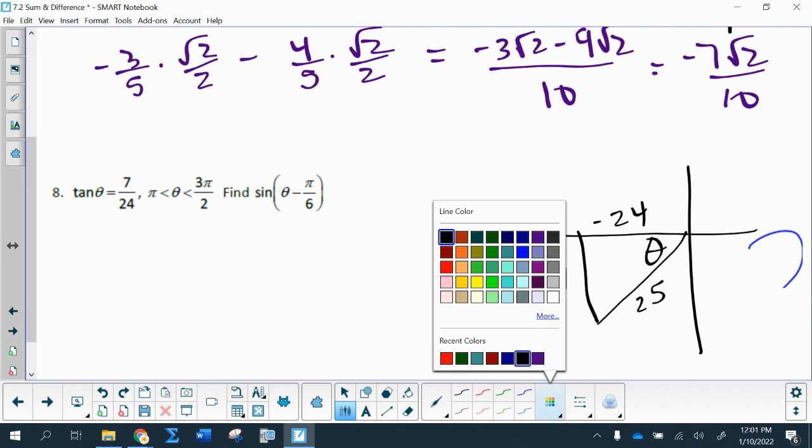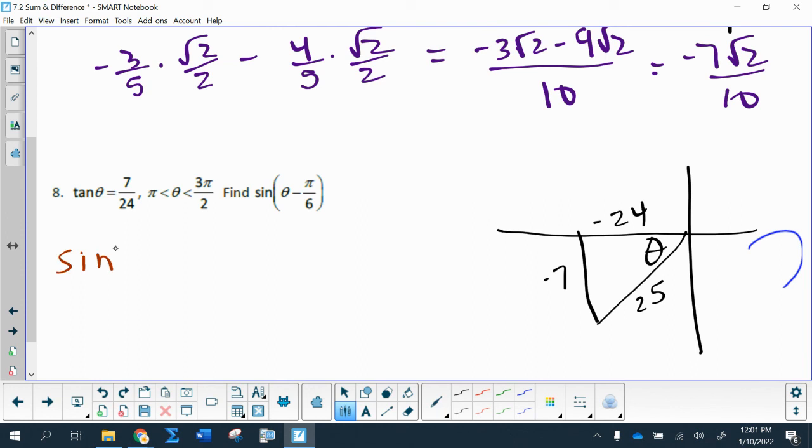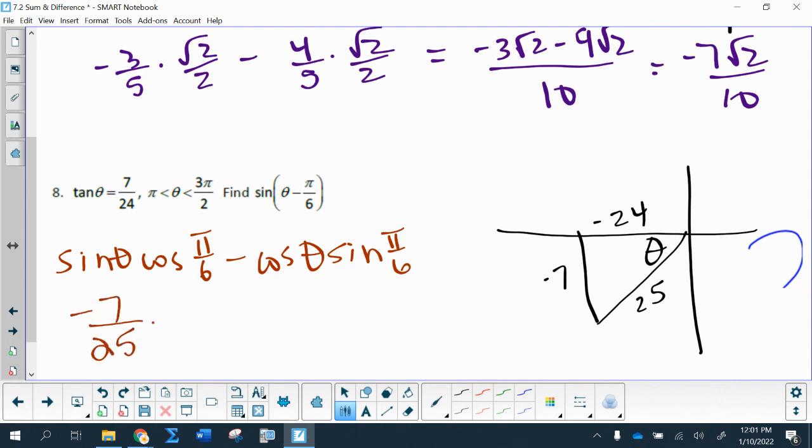Now we're going to use the sine subtraction formula, which is sine theta cosine pi over 6 minus cosine theta sine of pi over 6. So now you're going to look at the picture. Sine of theta will be negative 7 over 25. Cosine of pi over 6 is square root of 3 over 2. Cosine of this picture is negative 24 over 25. And sine of pi over 6 is a half.